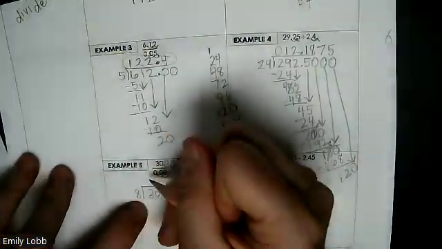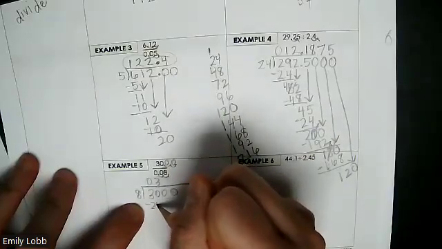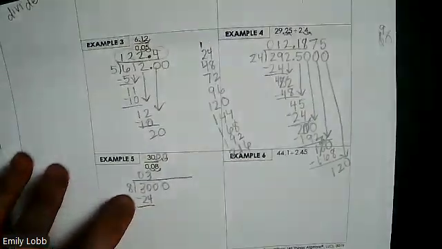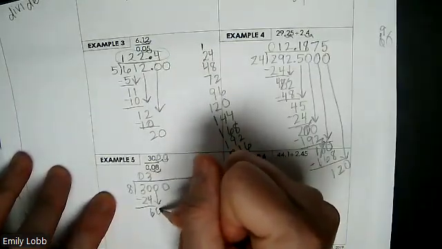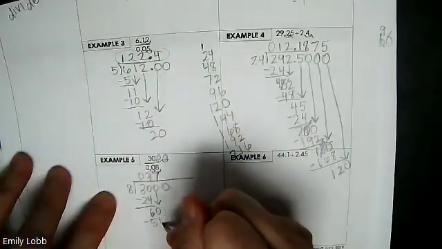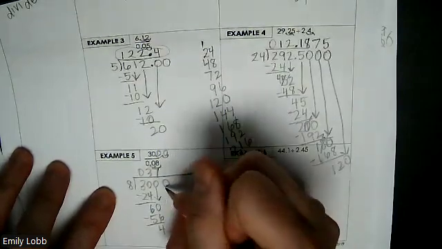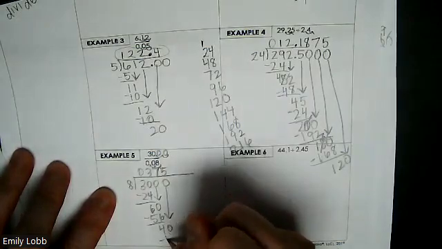So 8 cannot go into 3. It goes into 33 times. So I'm subtracting 24. I know it takes 6 to get to the next 10. I'm bringing down my 0. 8 times 7 is 56. So this is a 4. Bring down another 0. 8 times 5 is 40.